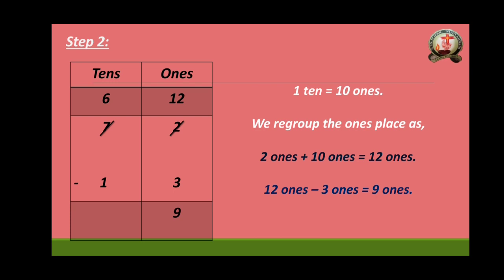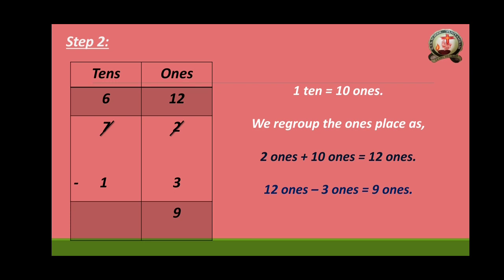In the ones column we have 2 ones and 3 ones, and it is not possible that we can subtract 3 from 2 because 2 is lesser than 3. Okay, so we have to regroup the ones place. So we have to take 1 ten from the tens column. See here in the tens column we have 7 tens, right? So when we take away 1 ten from it, it will become 6 tens. And now see in the ones column, when we add 1 ten, that means 10 ones, it will become 12 ones because already we have 2 ones there. We are adding on that 10 ones, that is equal to 12 ones, right?